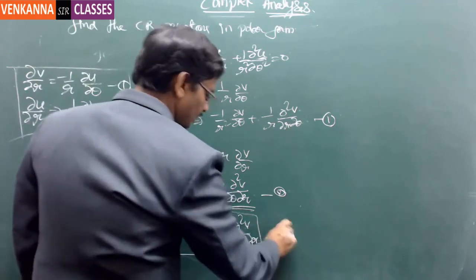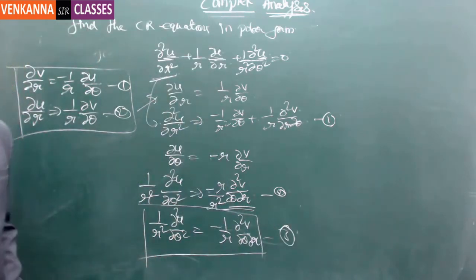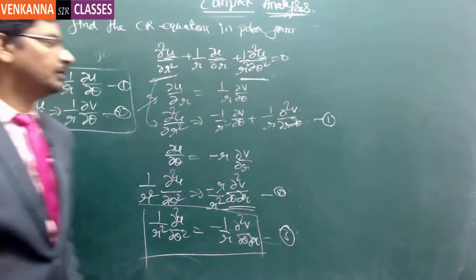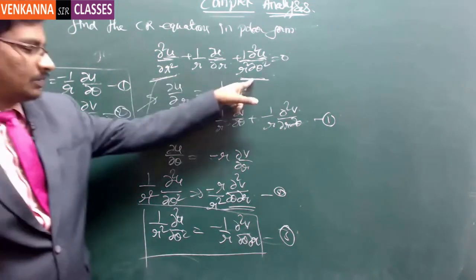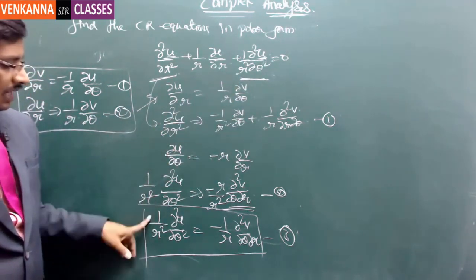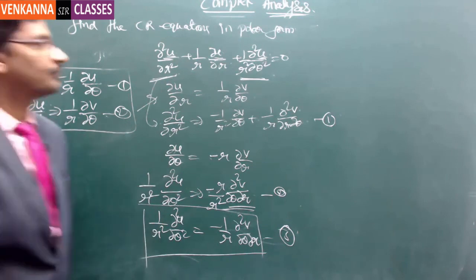This is equation number 3. I just divided both sides by r square so that I have got this term. Got it? Now this term I got it, this term I got it. Now I will add these two terms together: ∂²u/∂r² and 1/r² ∂u/∂θ.